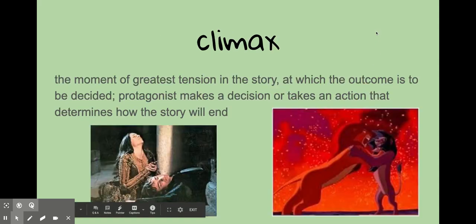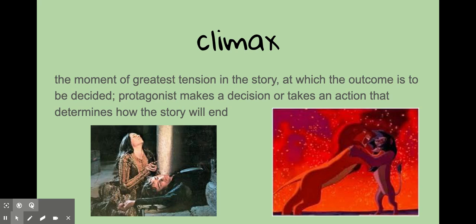Okay, the climax is the point or the moment of greatest tension in the story at which the outcome is to be decided. So throughout the rising action, the character is trying to solve whatever the conflict is, and it gets to kind of a breaking point where there's basically a do or die moment. And it doesn't necessarily mean do or die, like in these two examples. Obviously, it does mean do or die, but in other stories, it may just be a very critical or suspenseful point. And you can recognize the climax of a story because it's the point at which the protagonist makes a decision or takes an action that determines how the story will end.